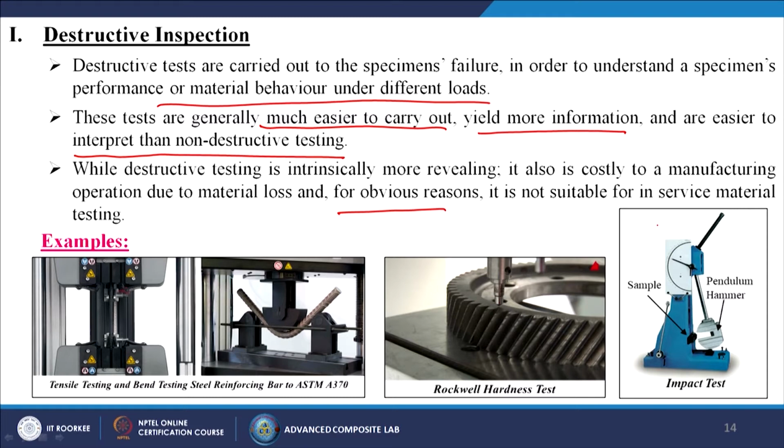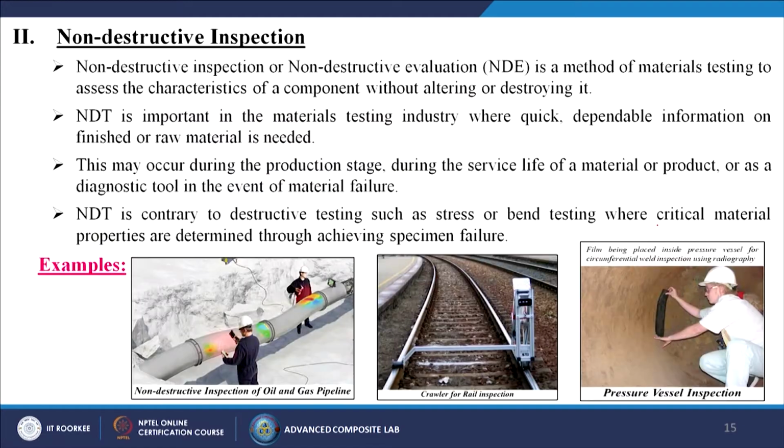So, examples are tensile testing and bend testing. So, we are breaking that particular material, or we are elongating that particular material. For the Rockwell hardness test, we are just hitting the material with some hard point, or maybe a diamond. So, it can make a scratch there, or there is some kind of impact testing.